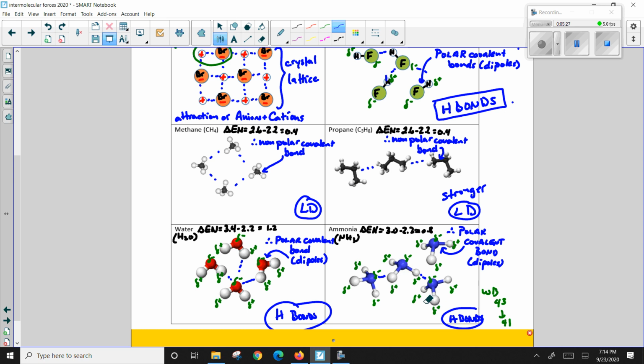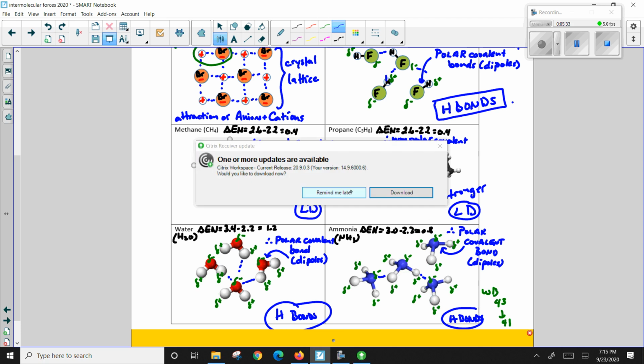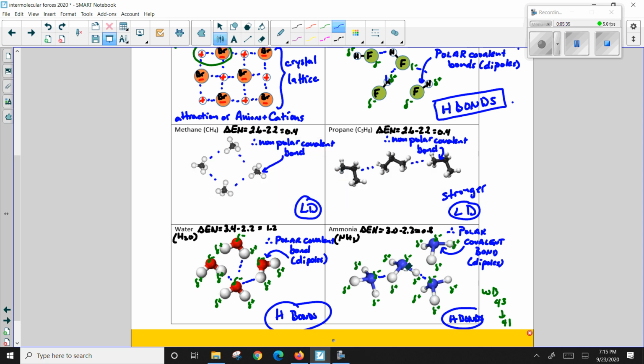So you should be able to explain what type of intermolecular force something has based on the type of bond that's occurring. And then that's going to tell you, is it a polar molecule or is it going to be a nonpolar molecule? So basically you have that.